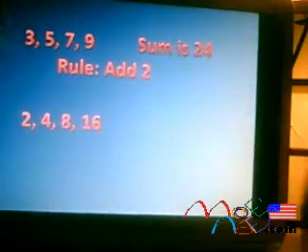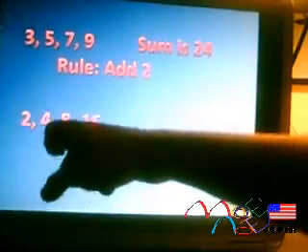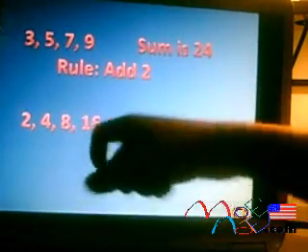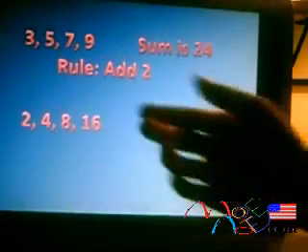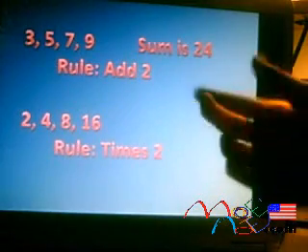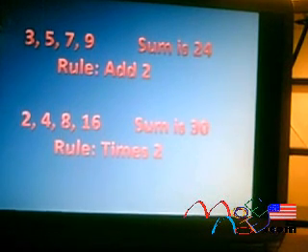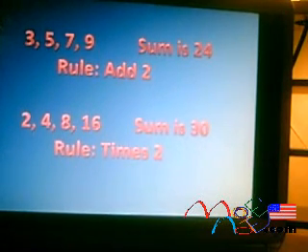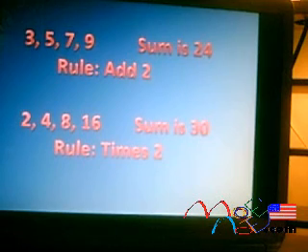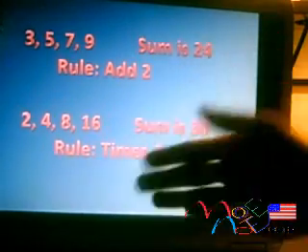And here's another example. 2 times 2 is 4, 4 times 2 is 8, 8 times 2 is 16. Multiplying by 2, the sum is 30. Very elementary, laborious math. But what we can do is write a rule for that in algebraic terms rather than this elementary term. Let's start with the top one.